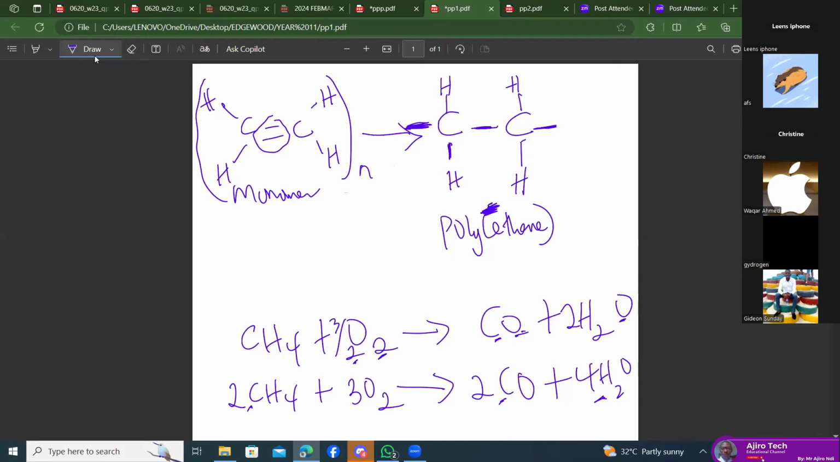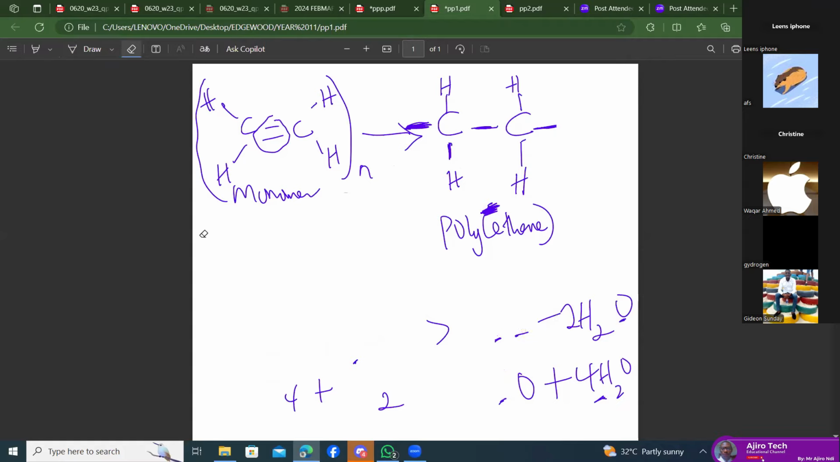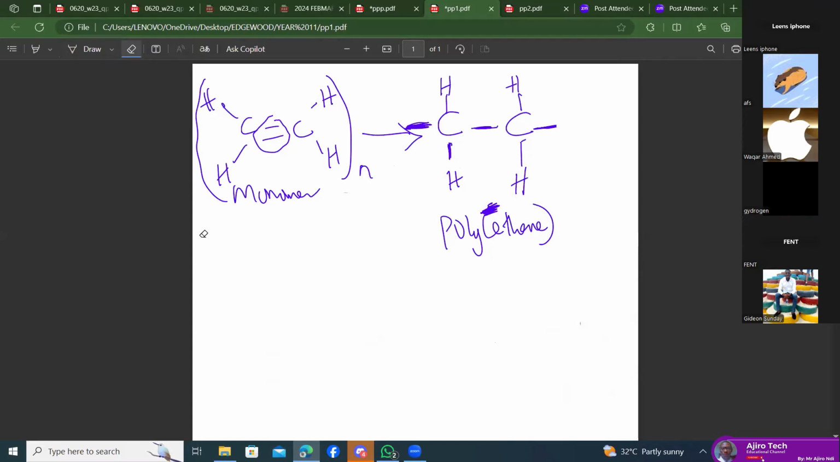continuation bonds. Now, I'm going to solve another question from a past question, which most students fail. The question is, draw the polymer of butene. We want to draw the polymer of but-2-ene. Most students will draw but-1-ene and claim it is but-2-ene. So you have to know how to draw but-1-ene and but-2-ene.